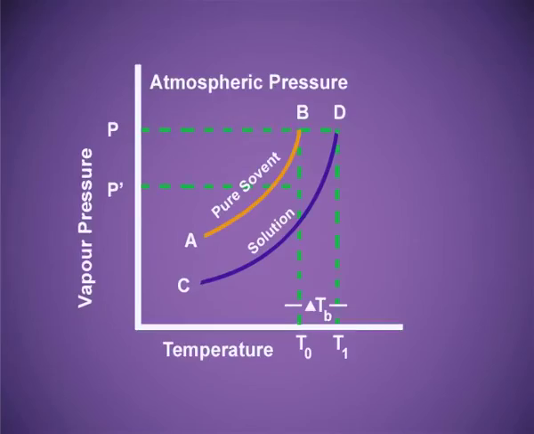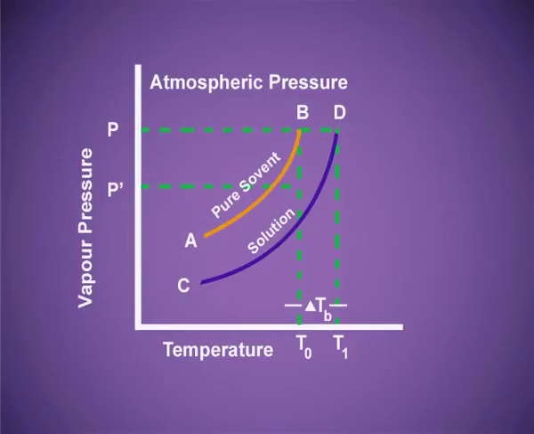Let me explain it to you through a graph. The graph is between temperature along the x-axis and the vapor pressure along the y-axis. You can see two curves. One curve is for a pure solvent, that is AB, and another curve is for the solution, that is the CD curve. From the figure you can see that the CD curve is below AB. This shows that at each temperature, the vapor pressure of the solution is less than the vapor pressure of the pure solvent.